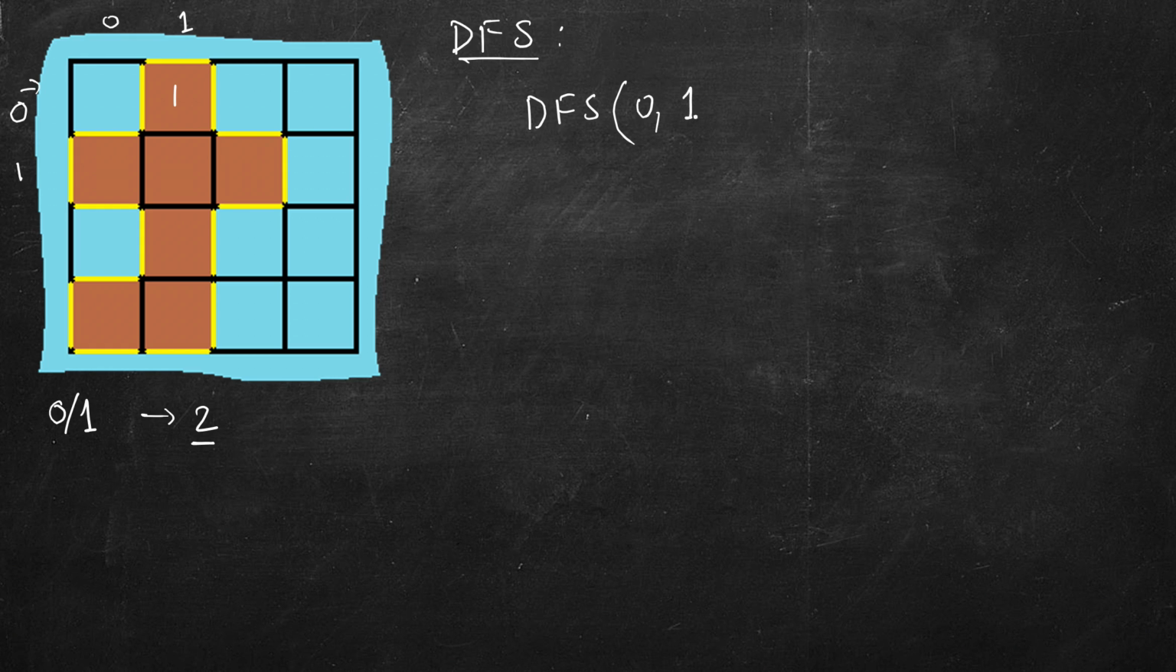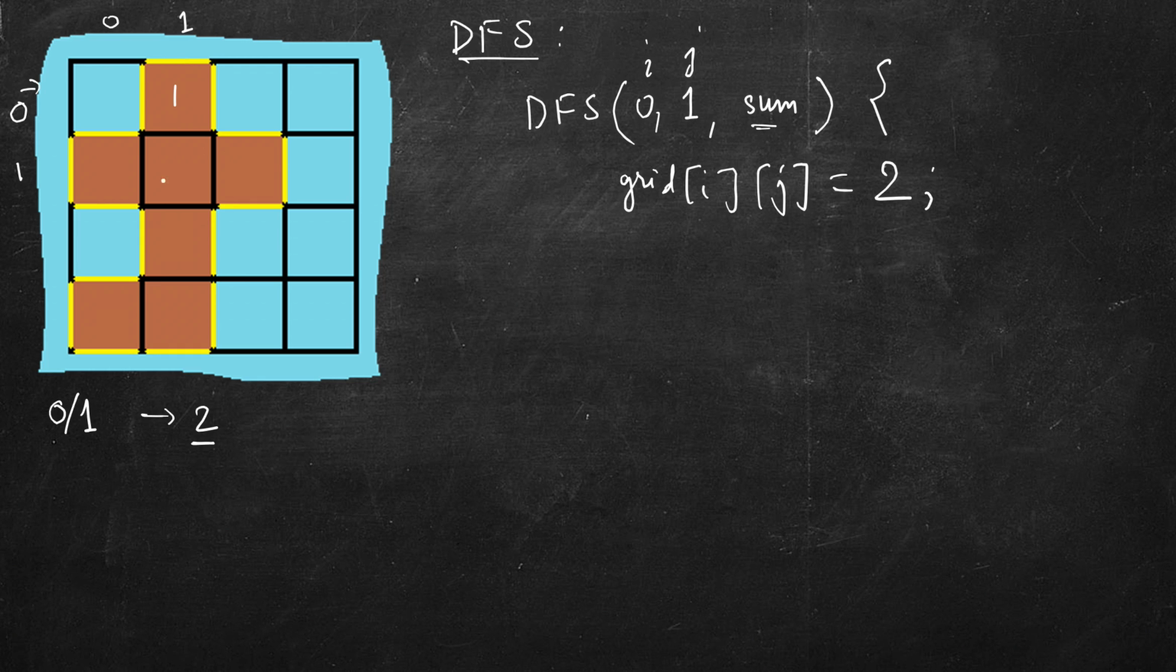So start DFS from here and also pass one global value, sum, or you can call it a parameter. What we will do, we will first mark it visited. So grid, let's call it I, J in general. So mark it visited. Then we will look at its neighbors. So we look at its 4 neighbors, 3 of them are water, only 1 is land.